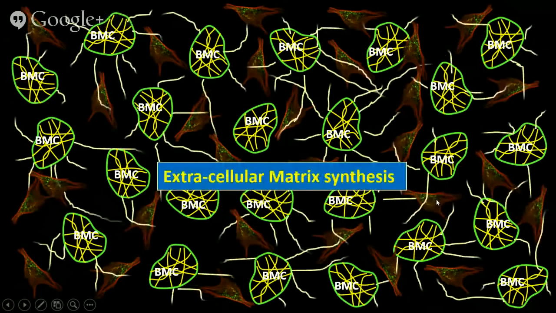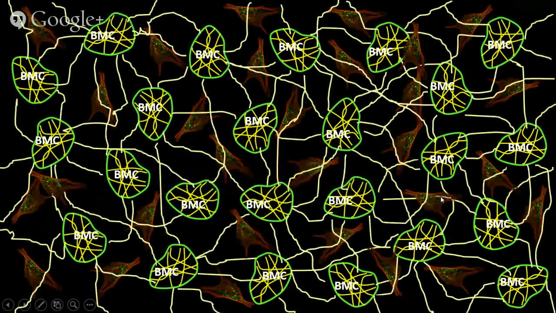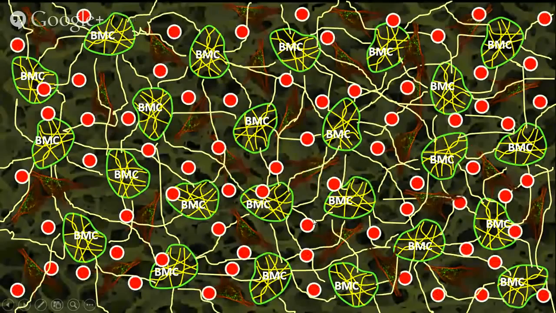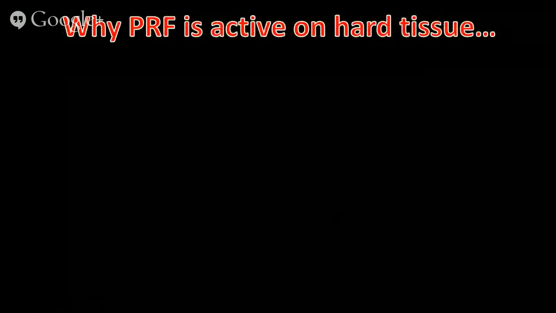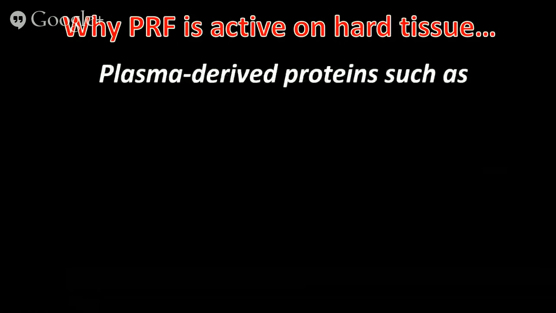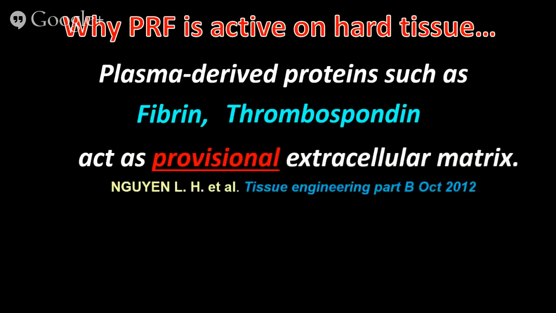And this extracellular matrix is obligatory, and then the vessels can start to grow. And if we have vessels, we will have bone. The bone depends on the vessel volume. What is the concept of the PRF in bone growth? The PRF is active because the plasma-derived proteins, such as fibrin and thrombospondin, act as provisional extracellular matrix.